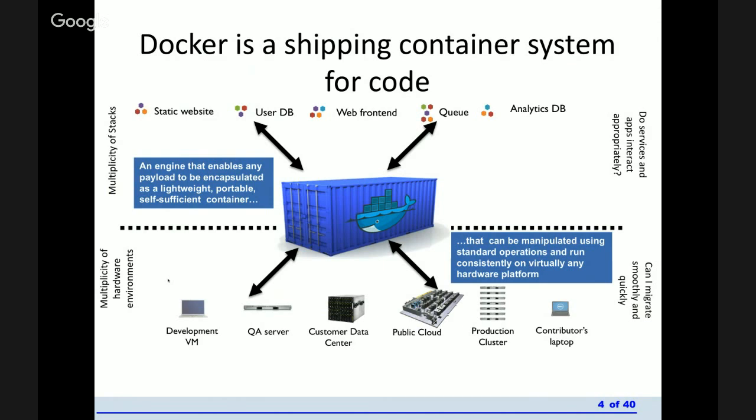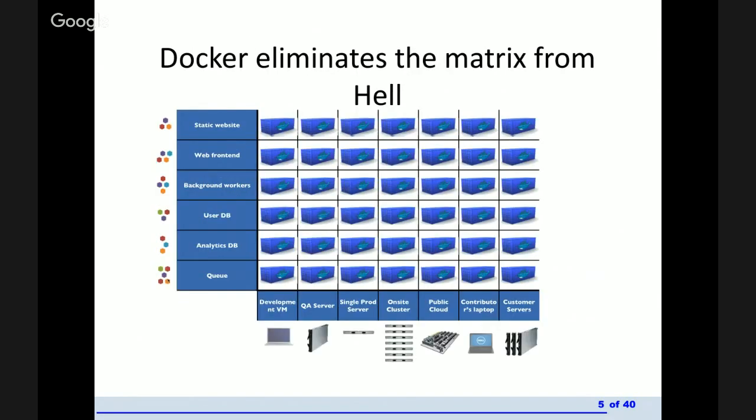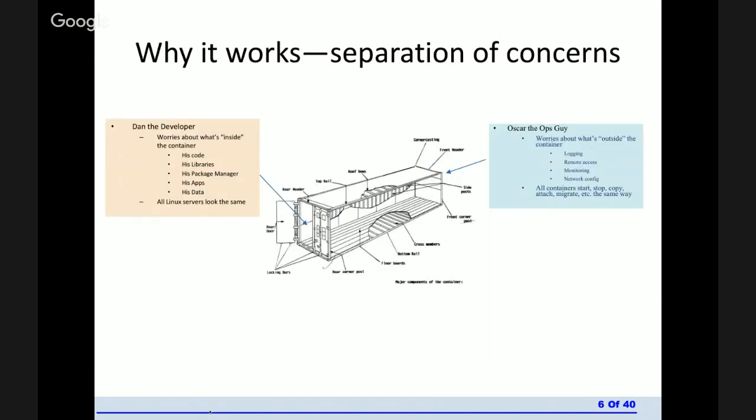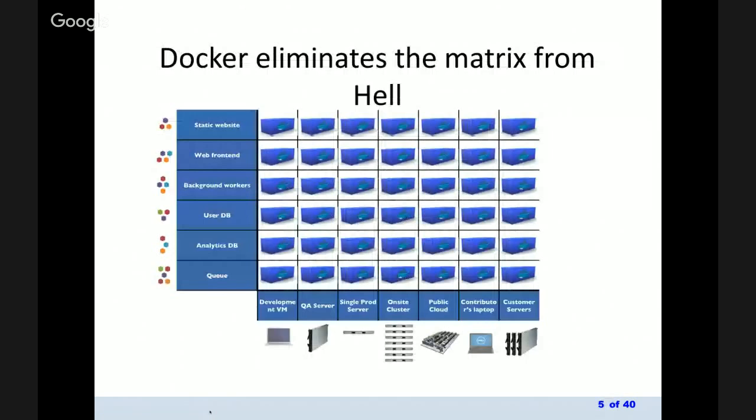So what this helps to do is eliminate the matrix from hell, because instead of having to test for every single component and every single device, you now have a Docker container that you know is working on your environment, and it's the same container that's going to be running across all the different environments, as well as being stacked the same way against all the different components.